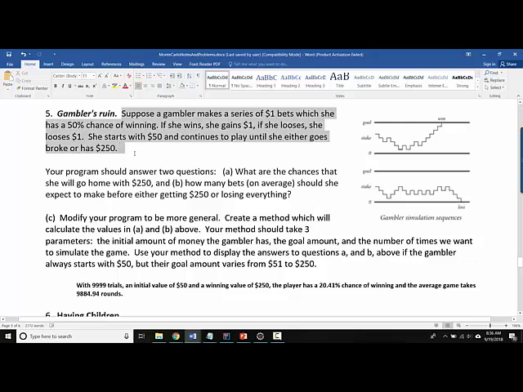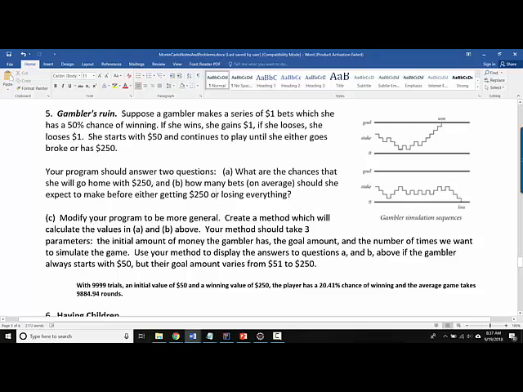So it sounds like this is a description of a single experiment. That's the single trial. So what do we want to know? We want to know what are the chances that she will go home with $250. So that sounds like a probability. So we're going to run this simulation described in the first paragraph over and over and over again, and we're going to count how many times did she go home with 250 and how many times did she go home with 0.